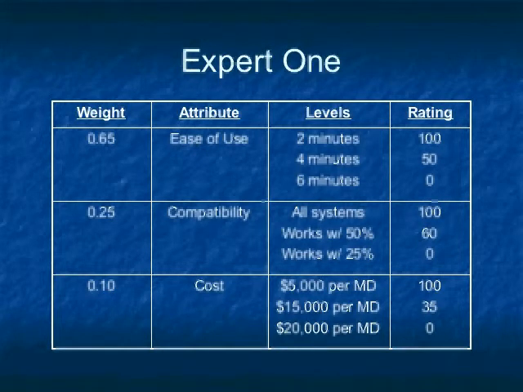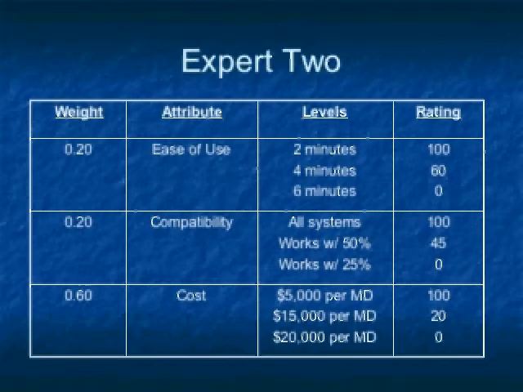This chart reveals the preferences of our first expert, a physician in a hospital. After a face-to-face interview, the analyst found that ease of use, with a weight of 0.65, was most important to this expert, followed by compatibility and cost. This can be attributed to the fact that a physician in a hospital would more likely value rapidity of use and how it fits into the current system over cost. The levels and ratings shown in this table were devised by the expert.